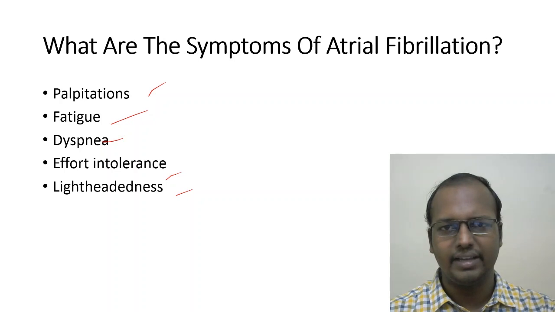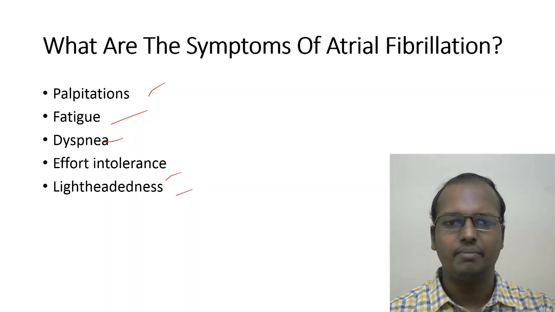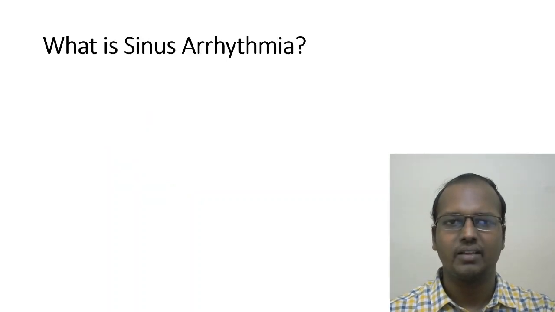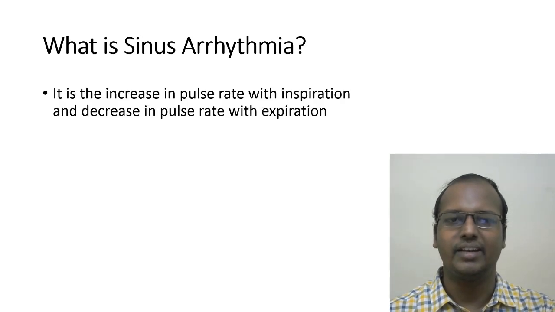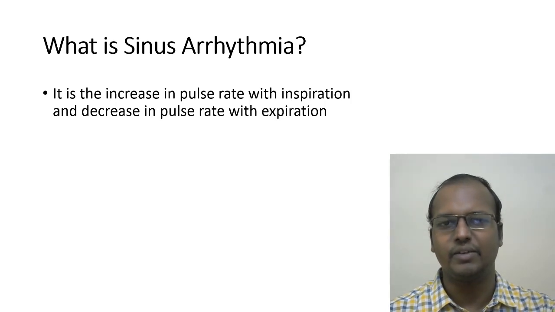As you hear all about atrial fibrillation, have you ever heard of a term called sinus arrhythmia? Is it abnormal or is it a normal rhythm? Arrhythmia means abnormal rhythm, right? But this sinus arrhythmia is a normal finding. It is the increase in pulse rate with inspiration and decrease in pulse rate with expiration. So what is the reason for this?